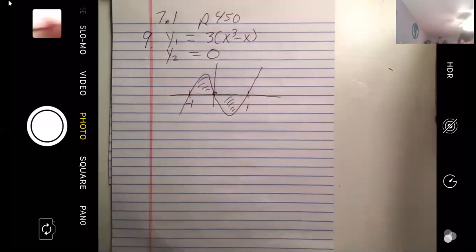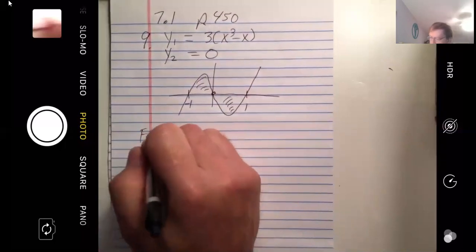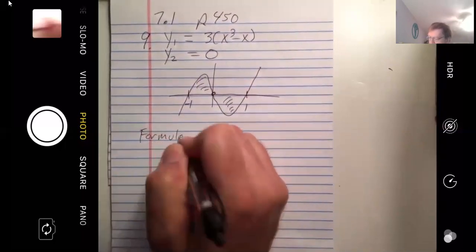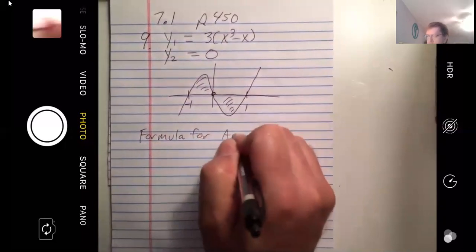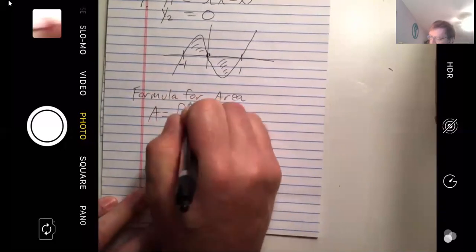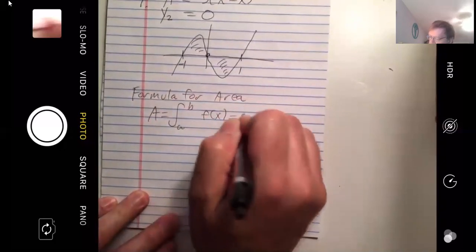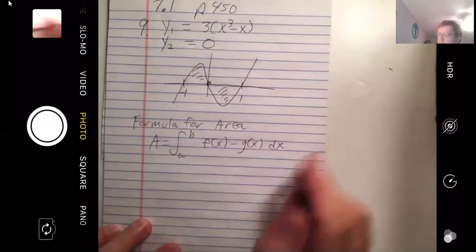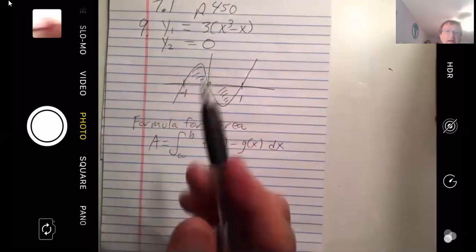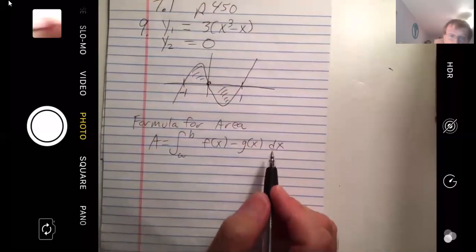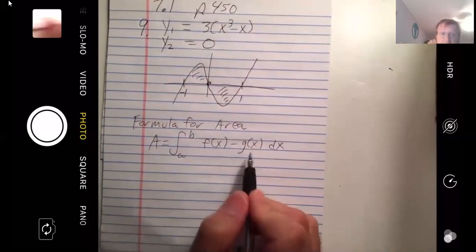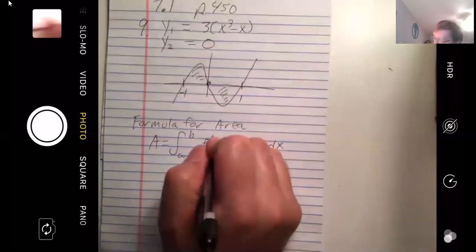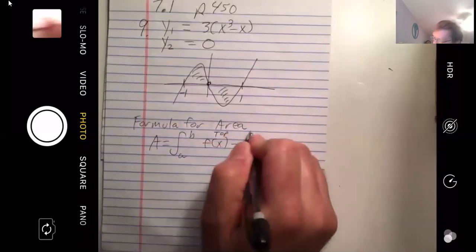Okay, the generic formula we showed for area was the integral from a to b of f of x minus g of x dx. And notice they did not label their formulas f and g, I guess just to get the idea across that they're just generic names. So what you do is you follow your logic, and this is the top curve and this is the bottom curve.